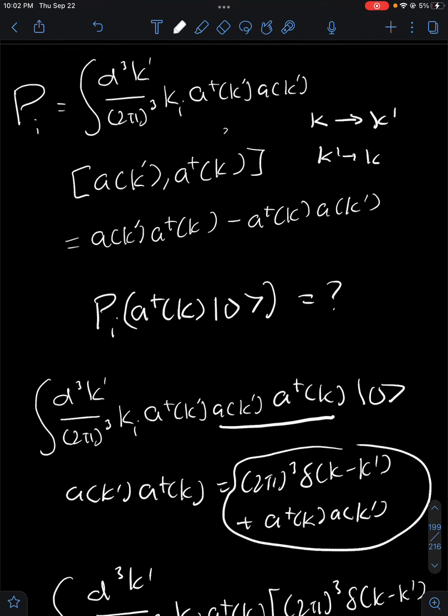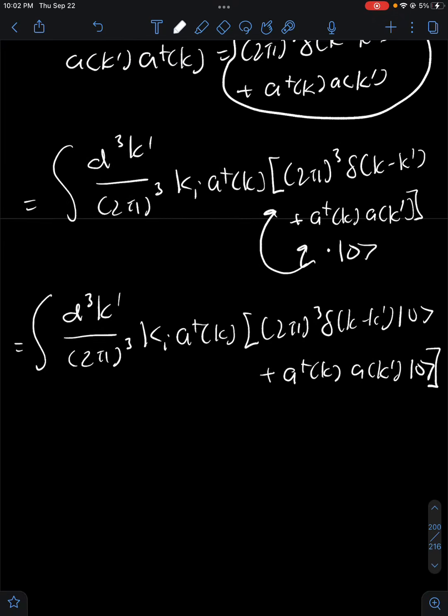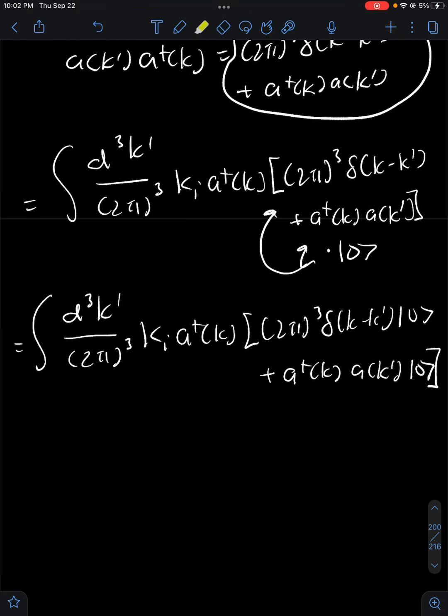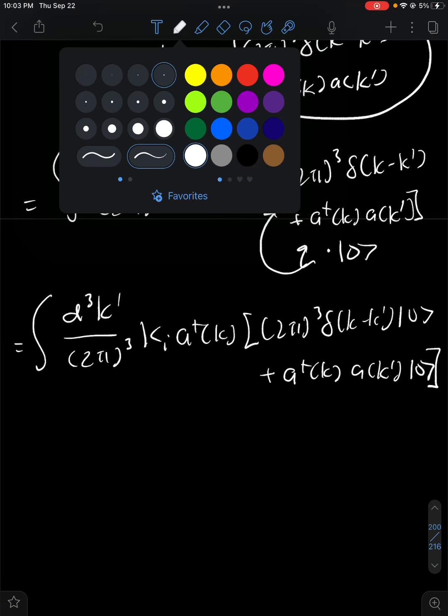Now remember how we said that a of k prime acting on the vacuum state is 0. That's how we kind of define the vacuum state. Well, what we really said is a of k acting on the vacuum state equals 0. But of course, we have a freedom to relabel our indices, which implies that a of k prime acting on the vacuum state gives us 0, right? And that's exactly what we have over here. So this term is going to be 0.